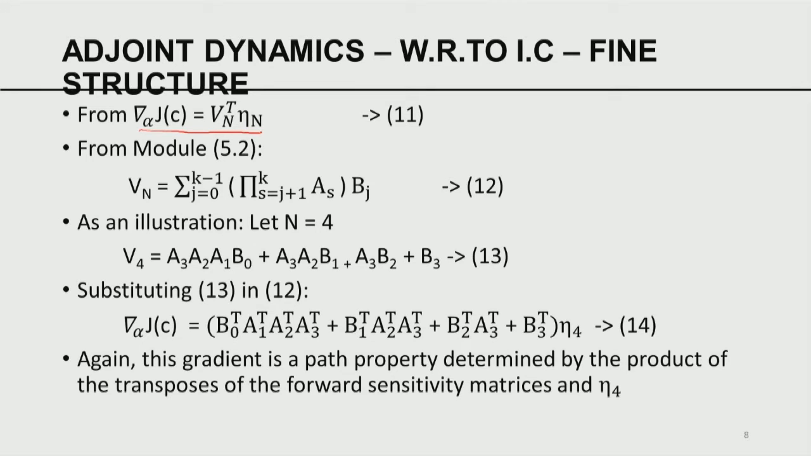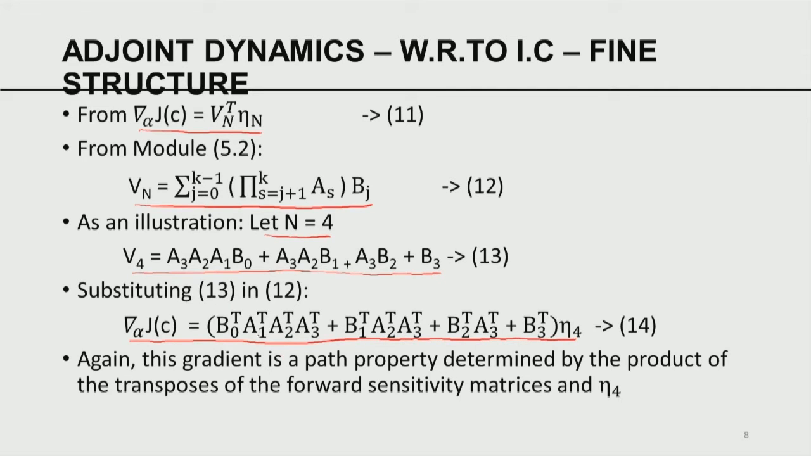From the previous module, we already know the solution for Vn is given by this. We have already solved the forward sensitivity with respect to the parameters. As an illustration, let us pretend n is 4. When n is 4, V4 is given by this expression. As we saw, it is a sum of the products of the model Jacobian with respect to the state and the model Jacobian with respect to the parameters. A's are the model Jacobian with respect to the state, B's are the model Jacobian with respect to the parameters. So substituting this in 11, the adjoint sensitivity with respect to the parameter takes this particular form.